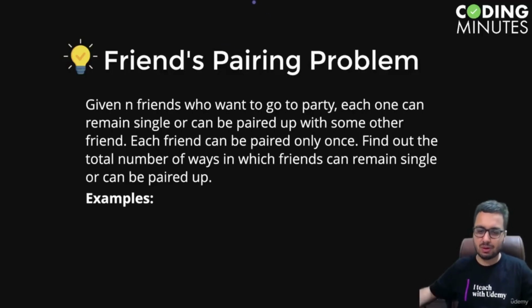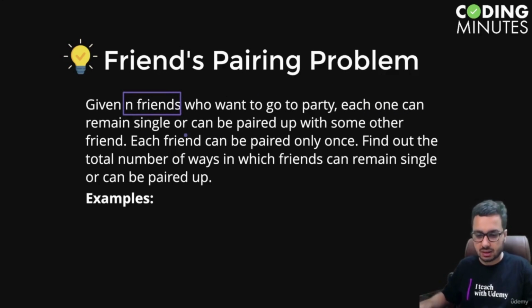It's a popular problem on recursion, you can say. It's known as the friends pairing problem. Given n friends who want to go to a party, each of them can remain single or can be paired up with some other friend. Let's say there is a party happening in Goa.